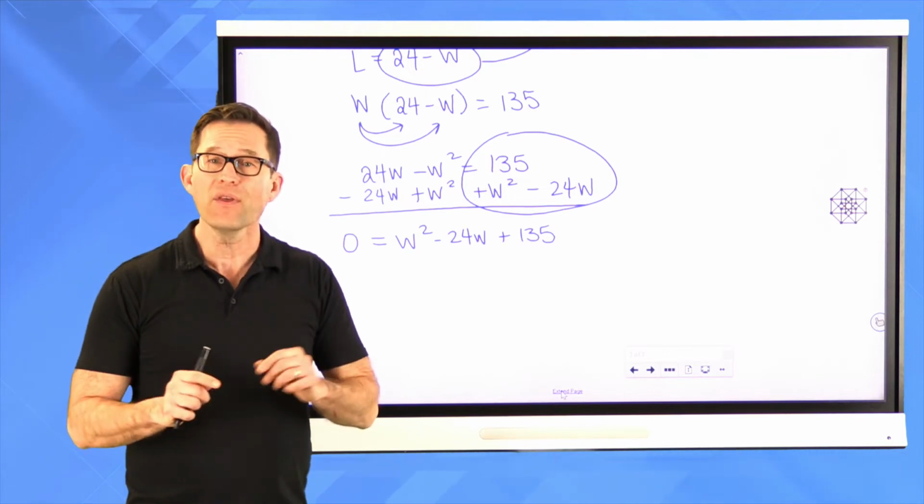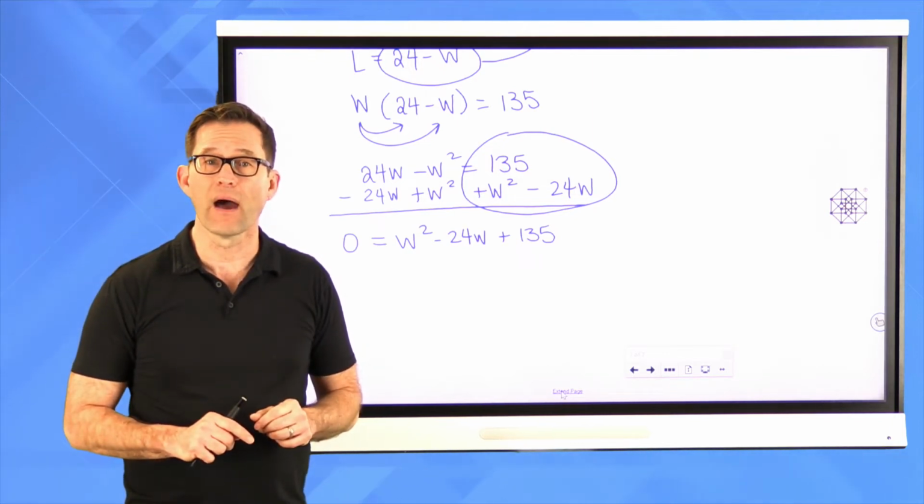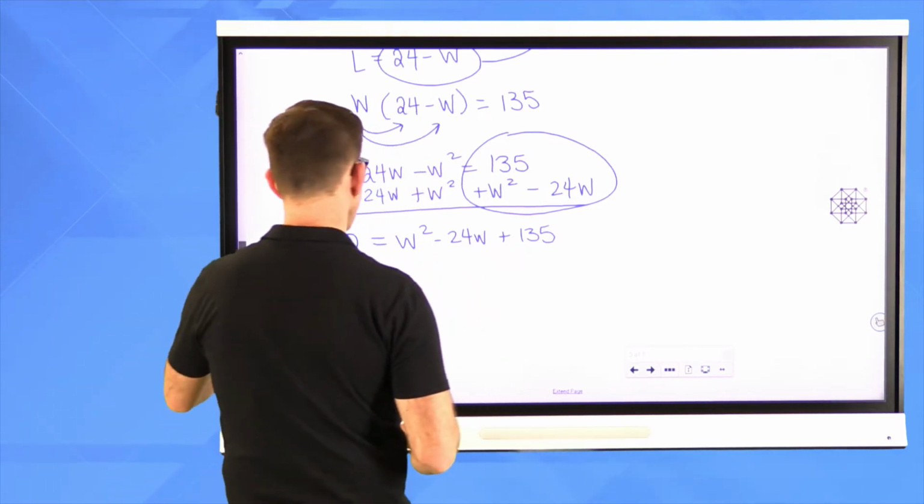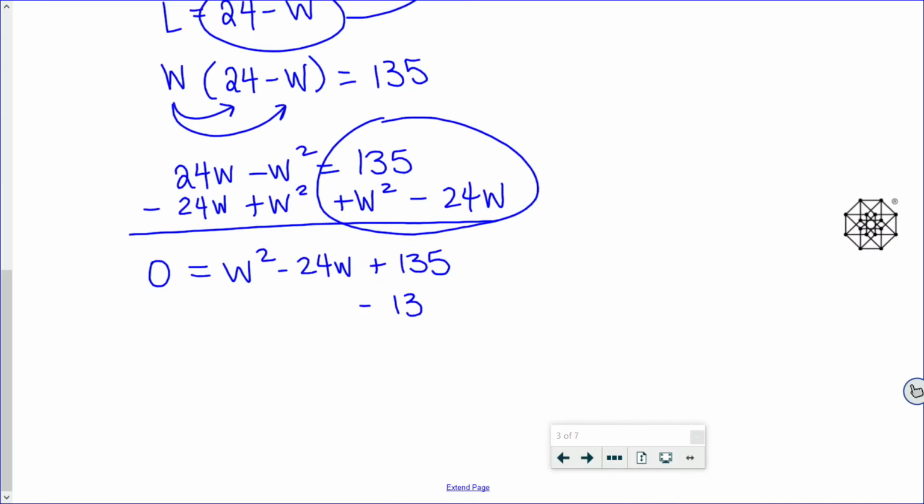And in fact, I think I'm going to take advantage of this situation right now to review completing the square. Now, ironically, with completing the square, what I kind of want to do is move the 135 over to this side. By the way, factoring works just fine.